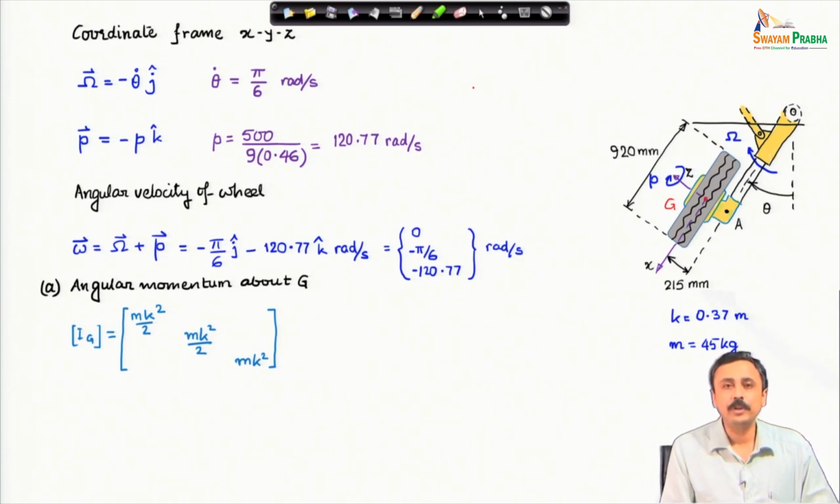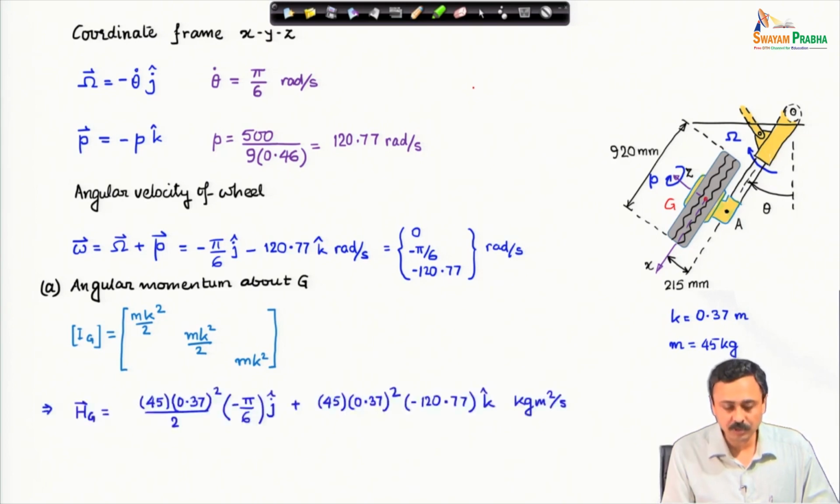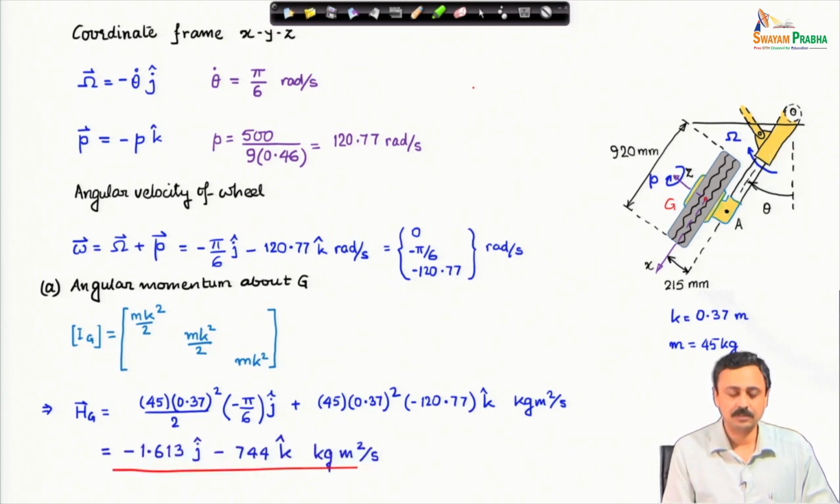Okay, we have the moment of inertia tensor, and we need to find out the angular momentum about G. That is straightforward. You multiply the moment of inertia tensor with the angular velocity of the wheel, and that gives us this expression, which on simplification leads us to this value. This is the vector representation of the angular momentum of the wheel about the center of mass.